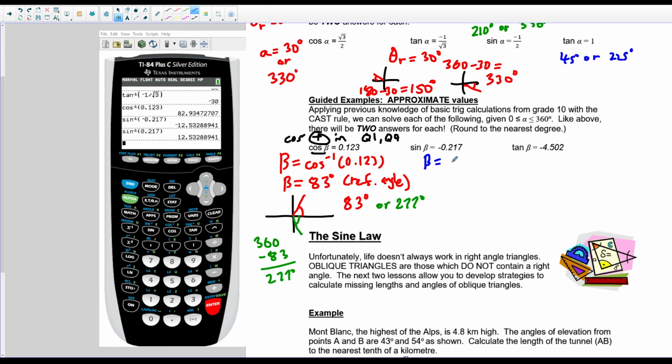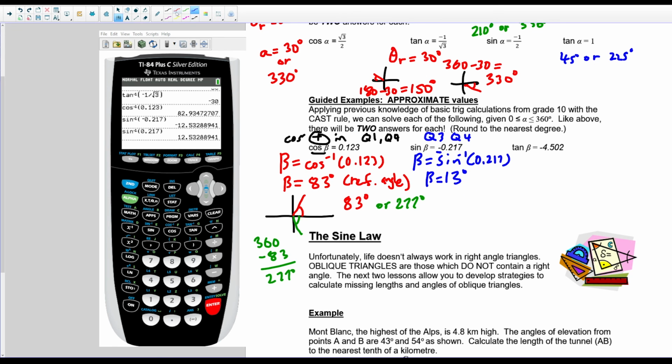is simply equal to the inverse sine of, you can put negative, or let's go with a 0.217. So from here, we have beta is equal to the inverse sine of 0.217. Once again, I don't need to put that negative in because this negative tells us that sine is going to be in quadrant 3 and quadrant number 4. And then once we plug that into our calculator, we end up getting 13 degrees.